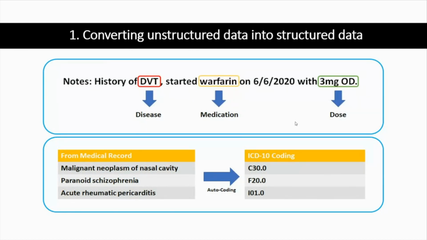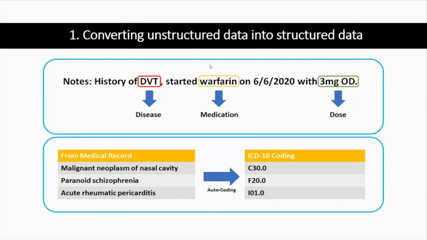First, you can use AI, ChatGPT, to help you convert unstructured data to structured data. For example, you give the AI the words "history of DVT started on...", then you tell the AI, please extract the disease, medication and dose in the text for me. Then it will give you these three things, which you can put into your structured data, your Excel. So you can get very structured data without doing it personally.